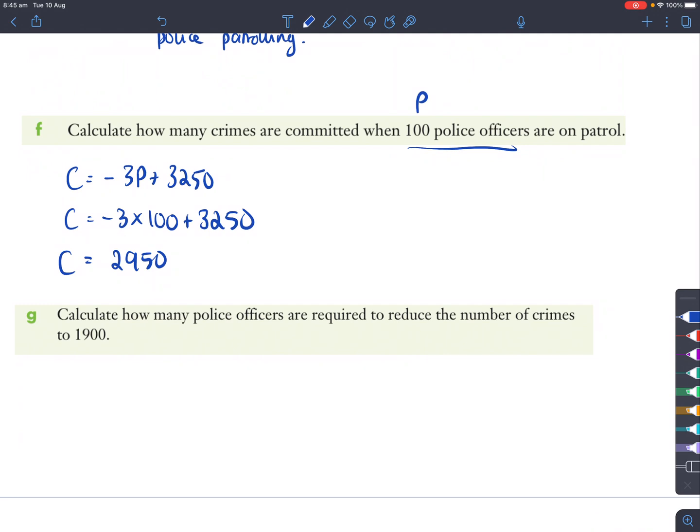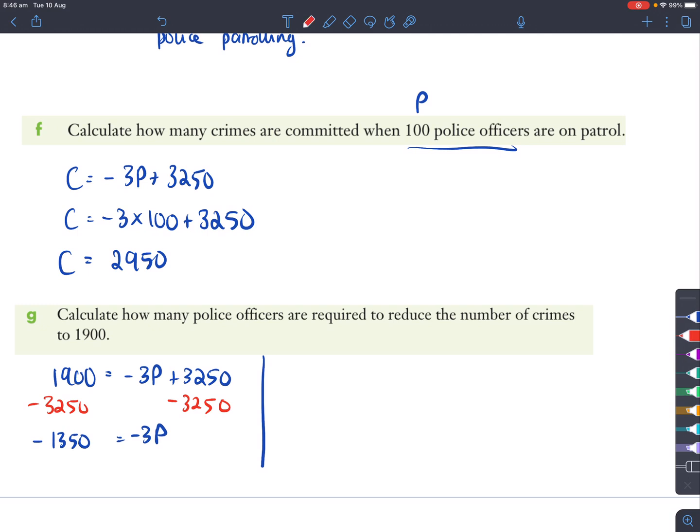All right. Then we're going to go on to G. Calculate how many police officers are required to reduce the number of crimes to 1,900. If the number of crimes, which is C, is 1,900, we can replace that in here. So 1,900 is equal to minus 3P plus 3,250. We subtract 3,250 from each side so that the term with P is almost by itself. Once we do that, we get negative 1,350 on the left side, equal to negative 3P. Dividing both sides by negative 3, I get 450. So when the number of crimes was 1,900, the number of policemen around was 450. And that's how you do linear modeling. Hope it helps.